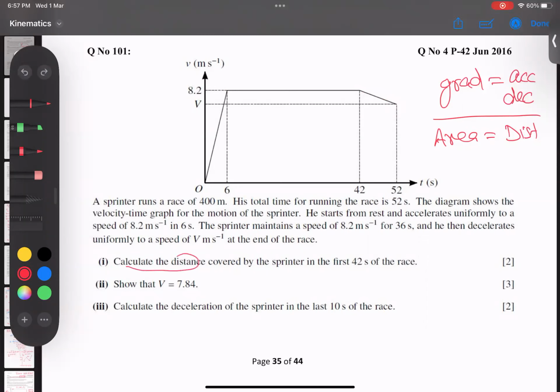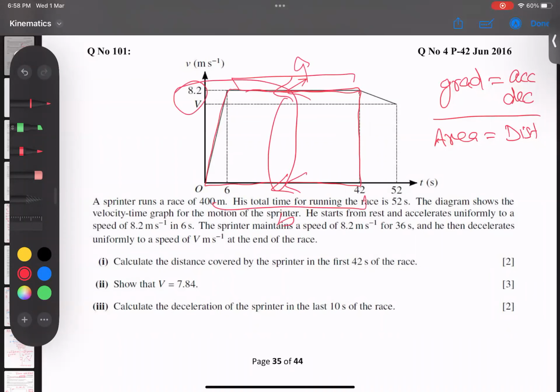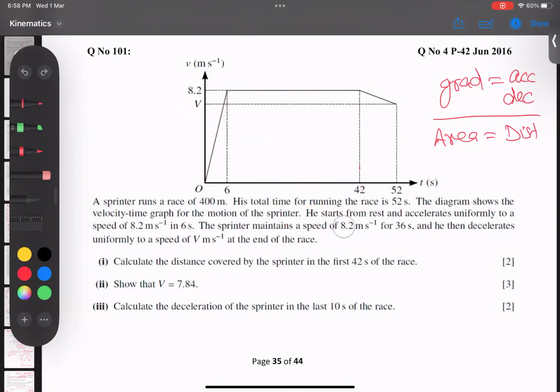Now, calculate the distance covered by the sprinter in the first 42 seconds. 42 is clearly mentioned here. So I'm looking for the area of this shape, and we can divide it into two: the area of the triangle and the area of the rectangle separately, or I can go together. This is a trapezium shape with parallel sides; this is called A, this is called B, and the gap between them is called H. Let's try to solve this now.